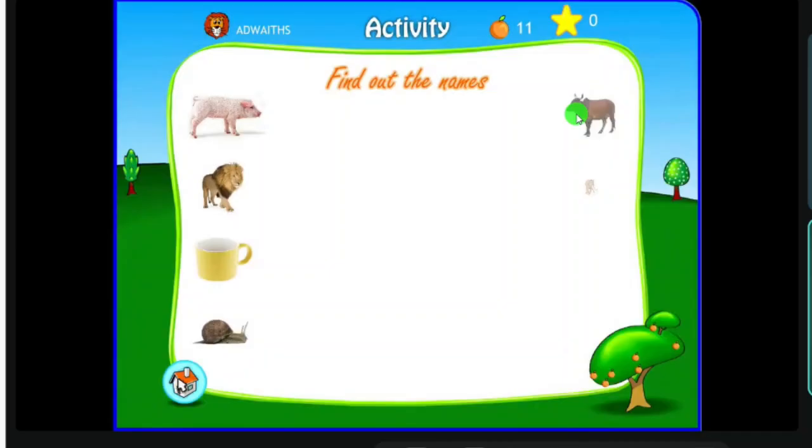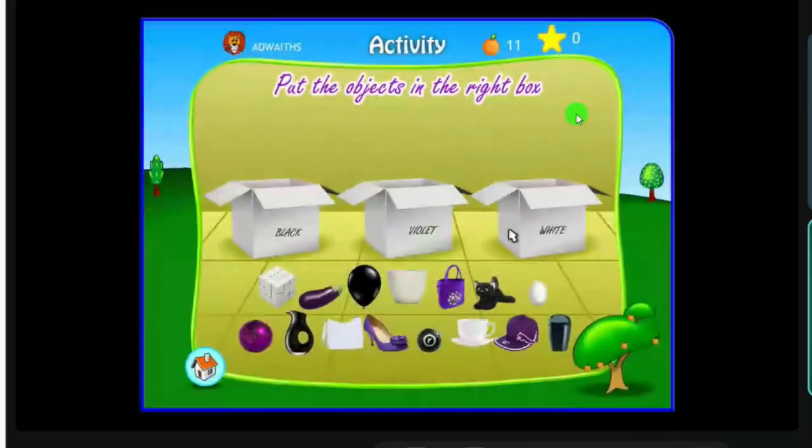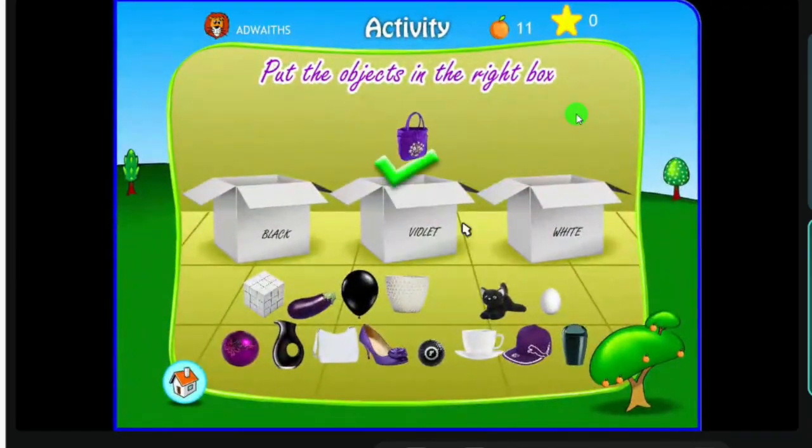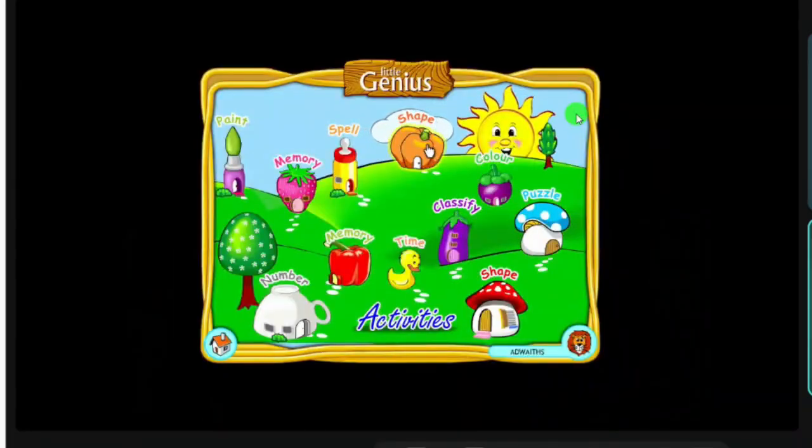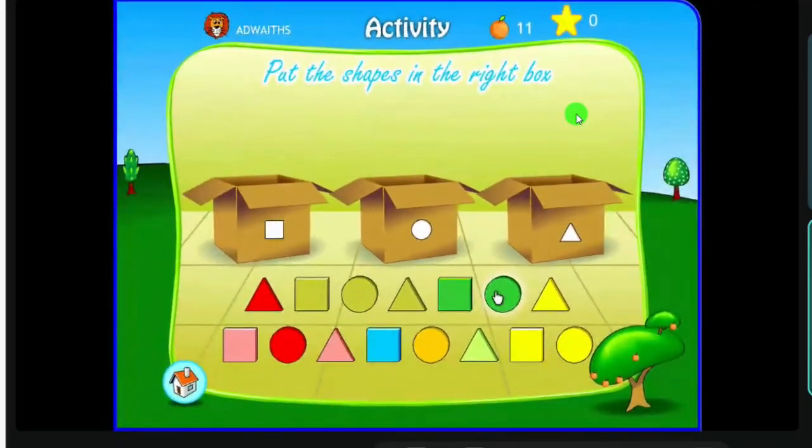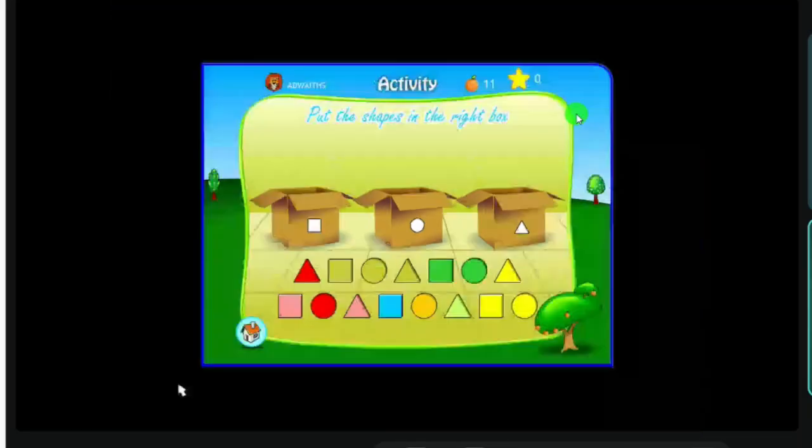Then shape tests, then puzzles as we have seen earlier. Then a color test will be there. You can match the colors. Violet, if you put it here, it will be okay. Next time if you click another test, as usual, I told you. Then the mathematical shape test will be there. This is also another important area where they can understand what the shape is and where it should be placed.